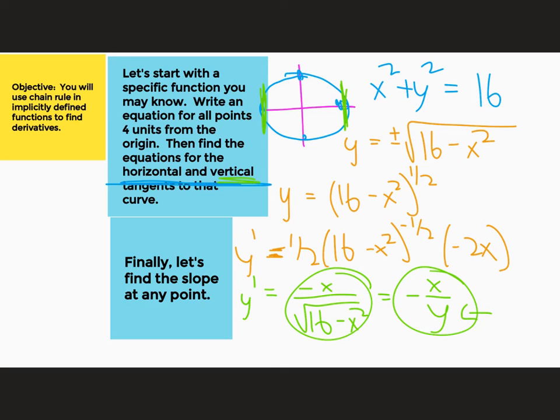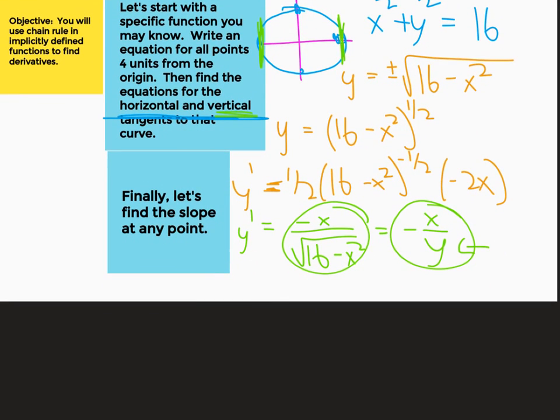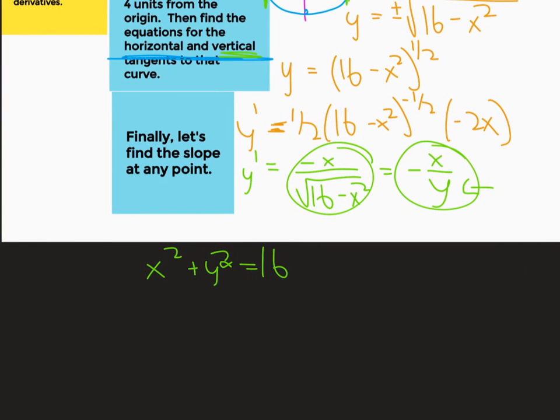To find the slope at any point, well, we just did that, but there's got to be another way. So let's think. I'm going to write over here, x squared plus y squared equals 16. Let's just take the derivative directly. So what's the derivative of x squared? The derivative of x squared is 2x. What's the derivative of y squared? The derivative of y squared is 2y, but wait, we're taking the derivative with respect to x.